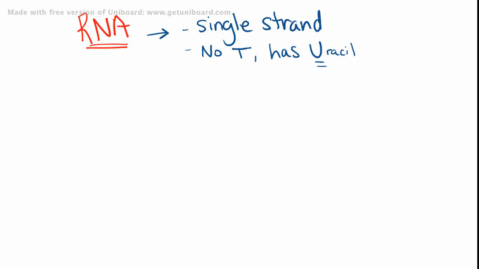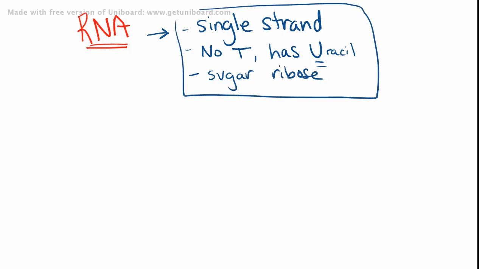And the sugar is not deoxyribose. The sugar in RNA is ribose. Those are the 3 differences. Okay, so that's DNA versus RNA.